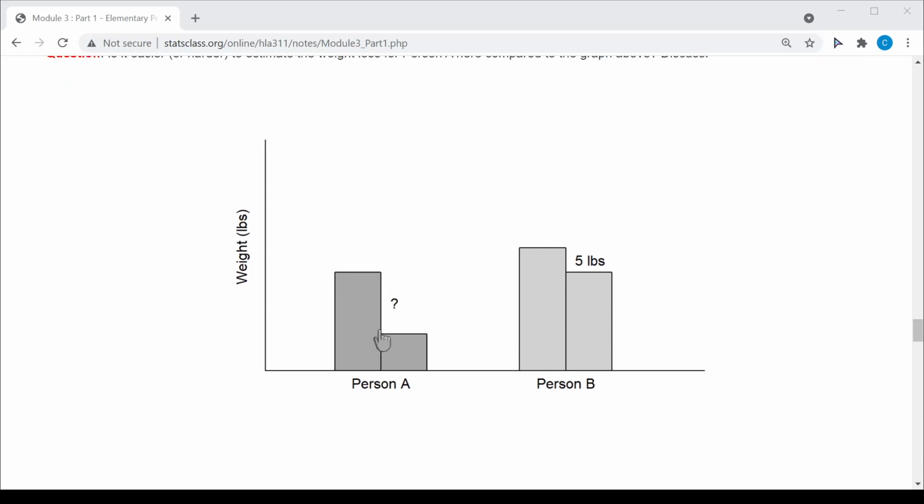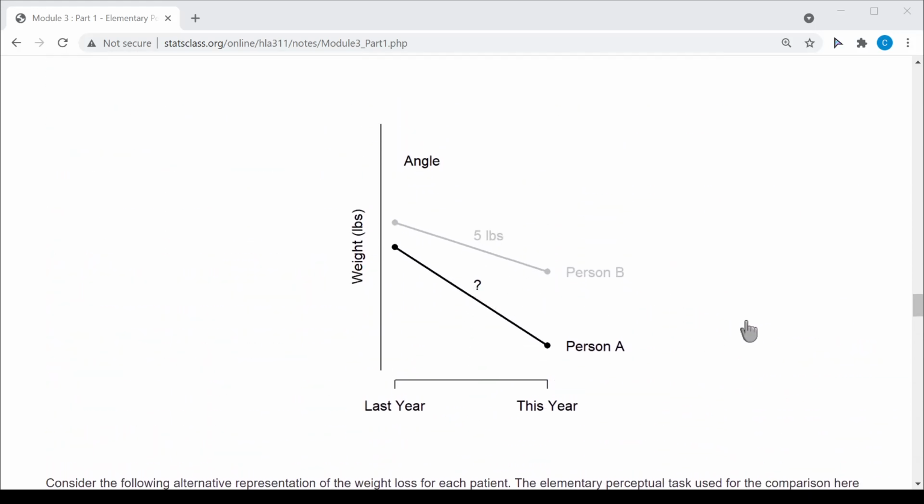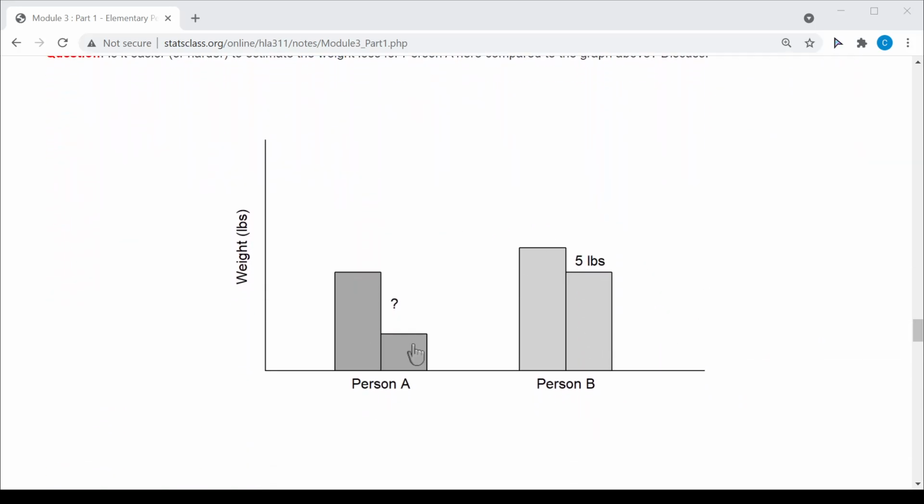And here what I'm doing is using position to try to estimate this value. And it looks more clearly that it's going to be about 15 pounds. This here is about 3 times larger than that drop here. Again, my brain can do that more easily because position is an easier EPT to use than angle is. So if given the choice between these two, you might want to use something like this graph because it's easier for us to understand what those values are and to make comparisons across those values.